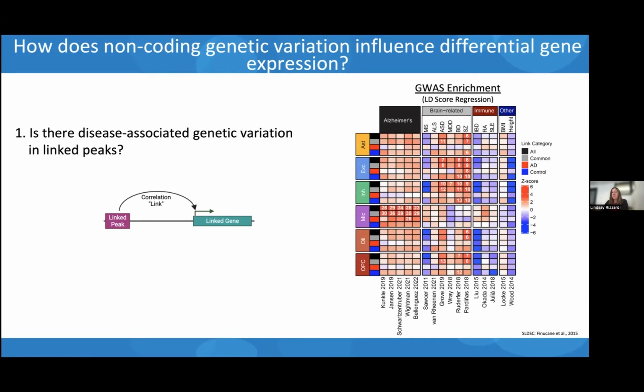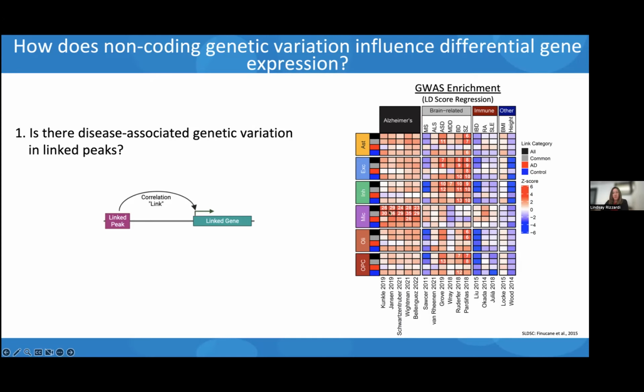So what we've got is we've split our linked peaks into several categories: all of our linked peaks for that cell type, common links, AD-specific links, and then control-specific links. These are the colors here, and we've done this across all cell types. When we focus on Alzheimer's disease, not unexpectedly, we see the most significant enrichment, indicated by numbers in these boxes here, specifically in microglia as opposed to any other cell type.